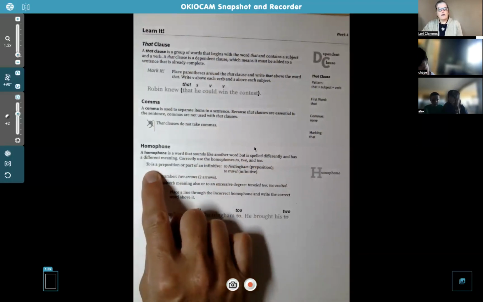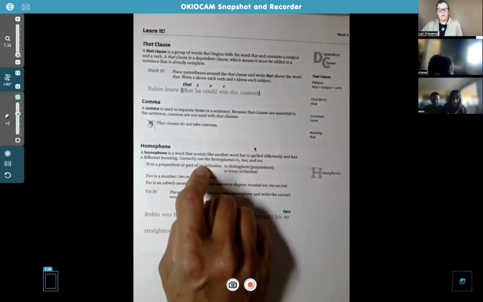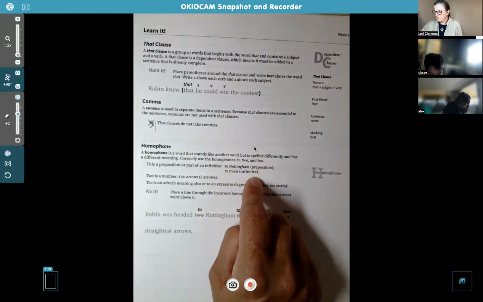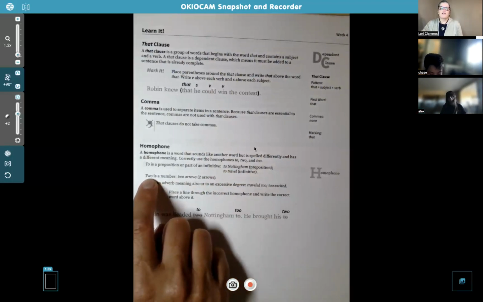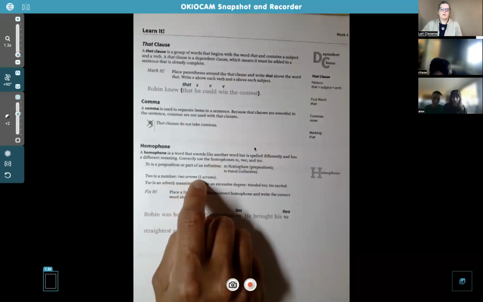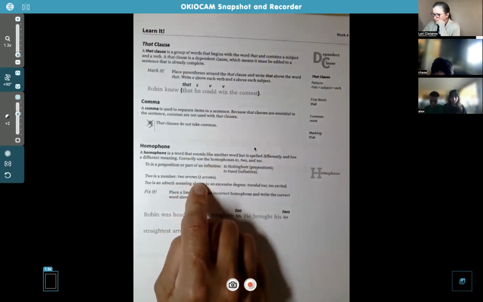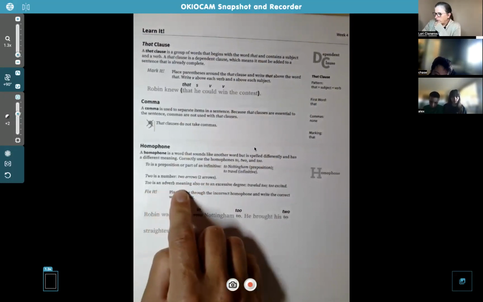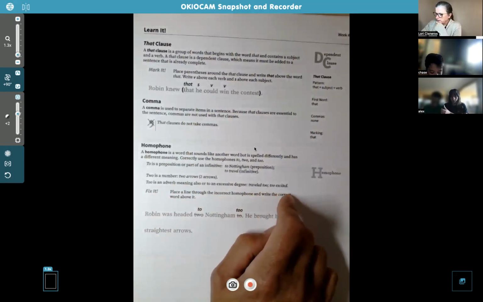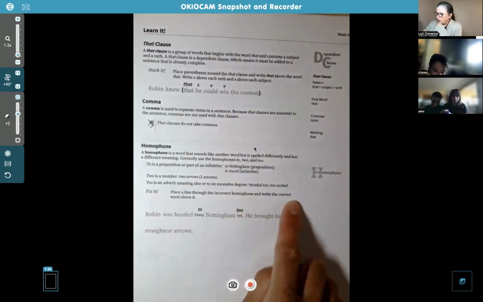So to is a preposition or part of an infinitive. To Nottingham is a preposition, but to travel, when you have it next to a verb, that becomes an infinitive. The word two is a number, obviously. Two arrows means literally two. And then too is an adverb meaning also, or to an excessive degree, like he traveled too, or too excited, right? Place a line through the incorrect homophone and write the correct word above it.